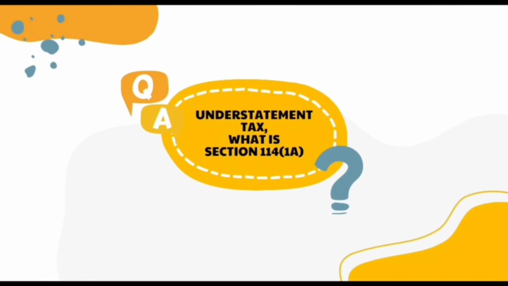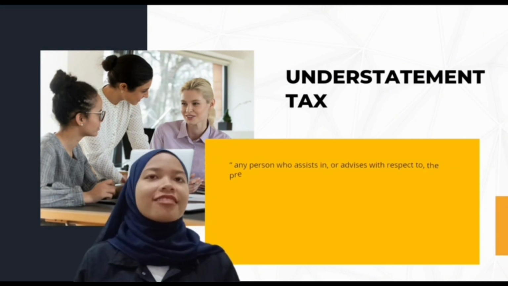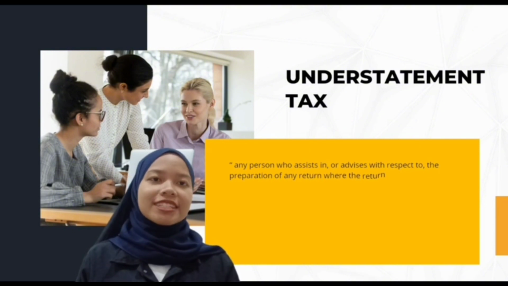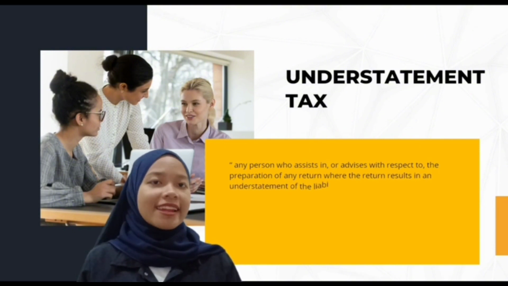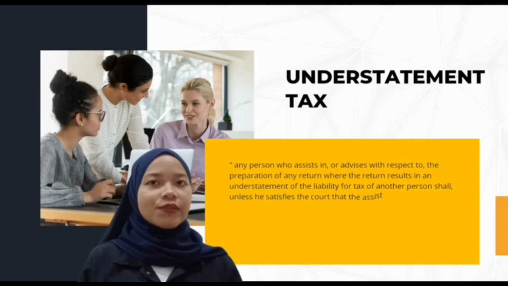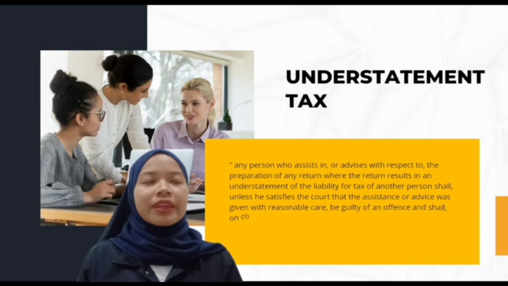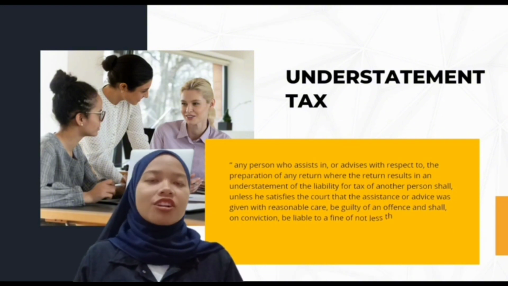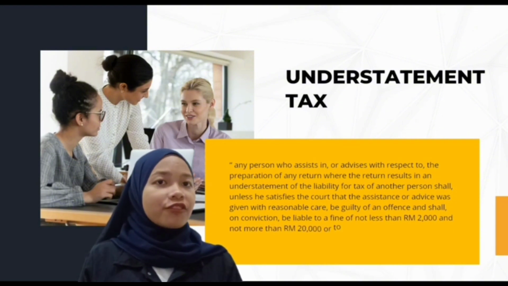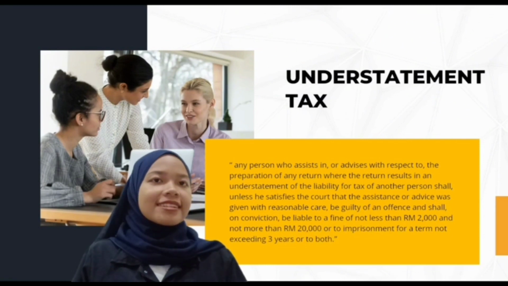Understatement of tax. What is Section 114 subsection 1A? Section 114 subsection 1A provides that any person who assists in or advises with respect to the preparation of any return where the return results in an understatement of the tax liability of another person shall, unless he satisfies the court that the assistance or advice was given with reasonable care, be guilty of an offence and shall on conviction be liable to a fine of not less than RM2,000 and not more than RM20,000 or to imprisonment for a term not exceeding 3 years.